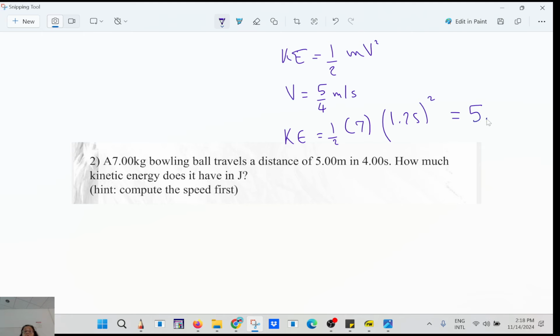Yeah. And don't forget the unit. It's going to be joules. Joules means Newton meters, because it's work. To get work, you multiply your force by a distance. So it's energy. The unit for work is the joule. Work is energy in transfer.